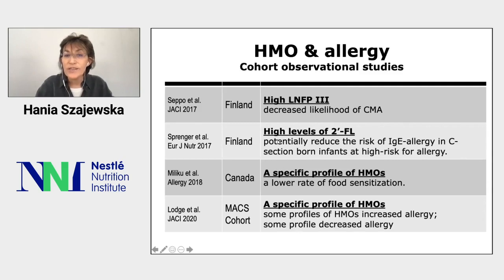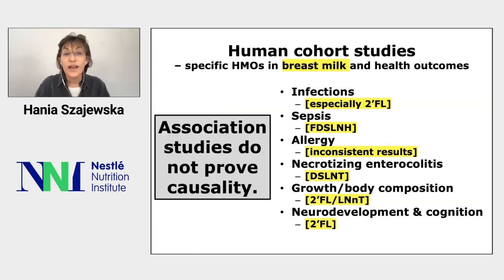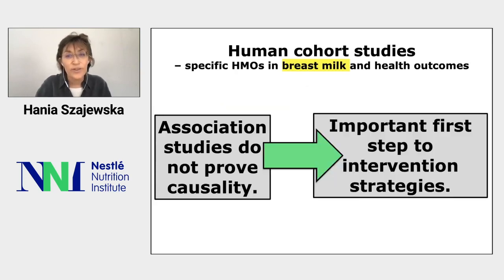And I call your attention to this study, which shows that high levels of 2-fucosylactose potentially reduce the risk of IgE allergy in C-section-born infants at high risk for allergy. And there are many of those human cohort studies linking specific HMOs in breast milk and health outcomes, not only infections, not only allergy, but also sepsis, necrotizing enterocolitis, growth and body composition, and neurodevelopment and cognition. All of these studies are showing association, and association studies do not prove causality. However, they are very important as a first step to intervention strategies.